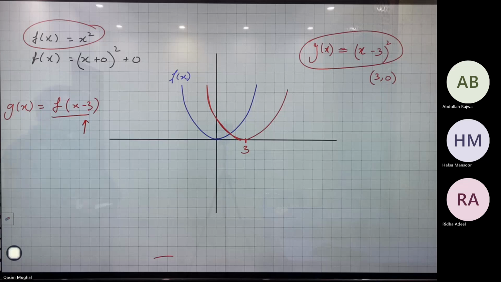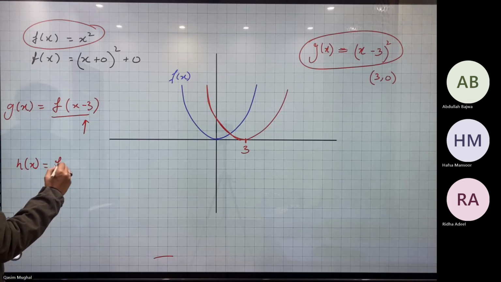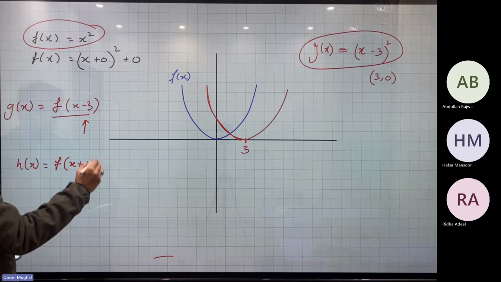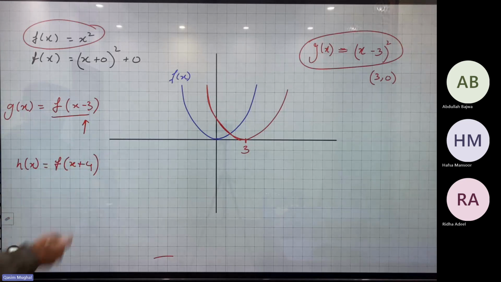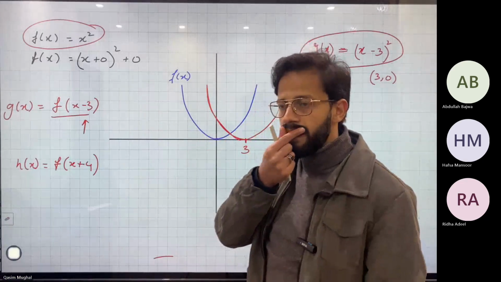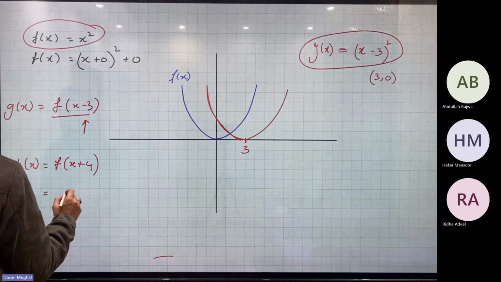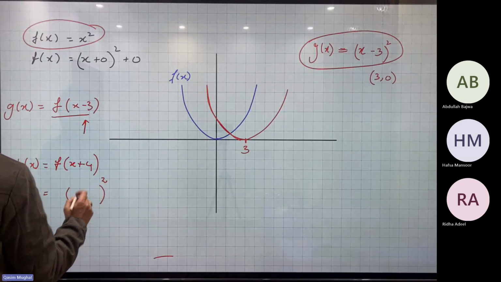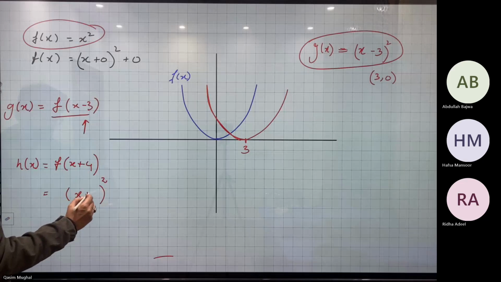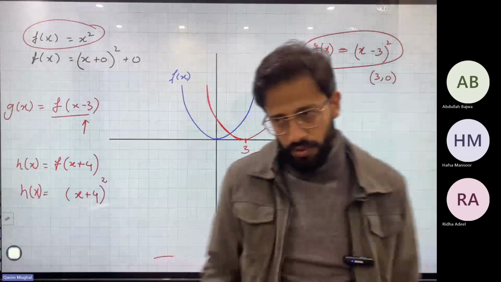ठीक हो गया? Now if I ask you that h of x is a function which is basically f of x plus 4, f of x plus 4 क्या होगा? What will be f of x plus 4? You write down the function f and replace the x with x plus 4. So this is h of x. h of x आपके पास क्या है? x plus 4 whole square.